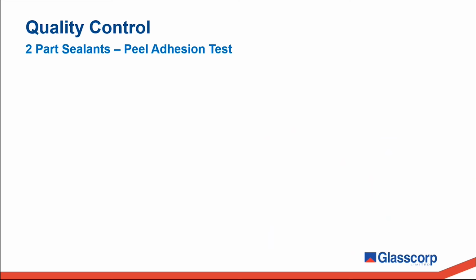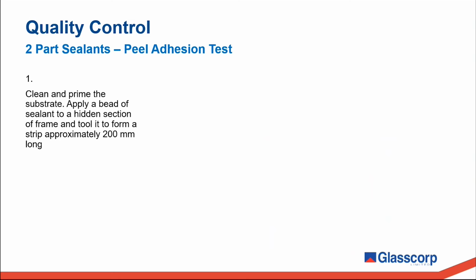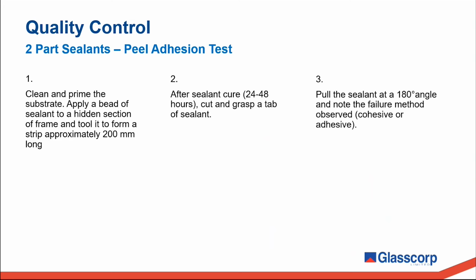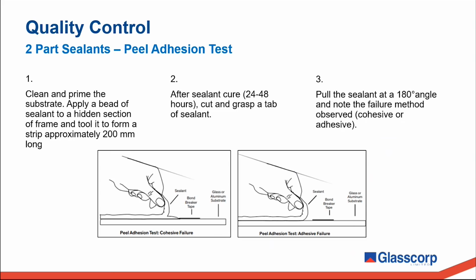The steps involved are simple. Clean and prime the substrate as per the specification. Apply a bead of sealant and tool it to form a continuous strip approximately 200 mils long. After the sealant has cured, cut and grasp a tab of sealant. And finally, pull the sealant tab at a 180-degree angle and note down the failure method observed.